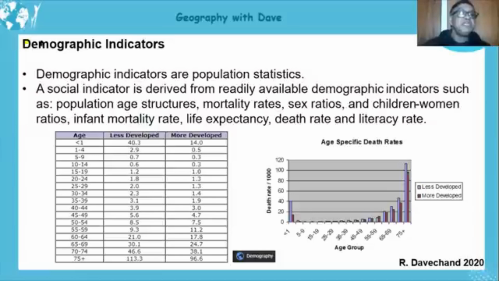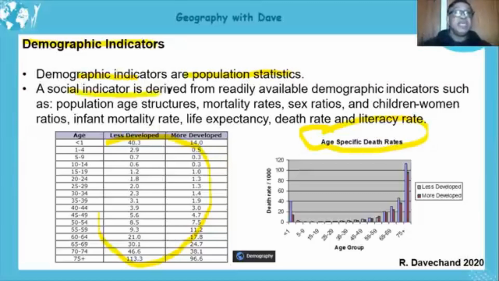Then demographic indicators. Demographic indicators are population statistics, the figures. It gives you exact figures in terms of age-specific death rates. Can you see it? And they draw graphs. You can see less developed countries are high in terms of that, and others low, but it's all dealing with figures. All across, even at 75 plus, less developed is higher, and it gives you a figure. Okay, so it actually deals with statistics, numbers.